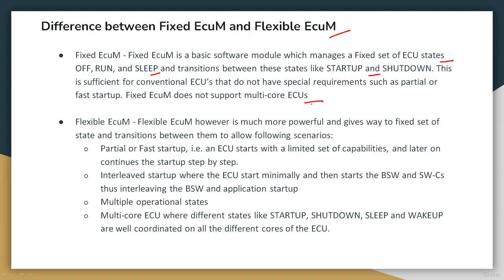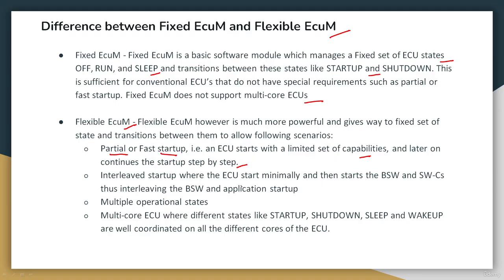In conventional ECUs, we used to have the fixed ECUM module, but in the latest ECUs, we have flexible ECUM because it has certain advantages. Flexible ECUM is much more powerful and gives way to the fixed set of states and transitions between them to allow the following scenarios. In flexible ECUM, we can have partial or fast startup. That is, an ECU starts with a limited set of capabilities in partial startup, and later on, it continues the startup process step by step.